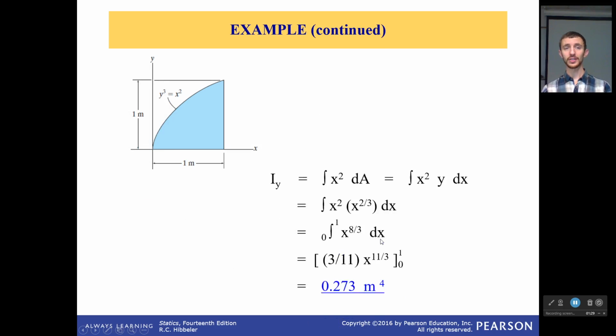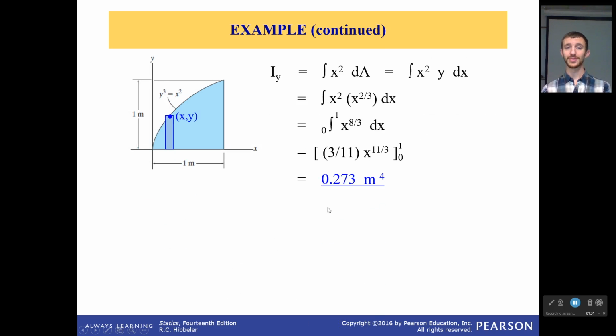Okay. Now how about around the y-axis? Going around the y-axis, it's a vertical axis, so I want a vertical element. It's going to have a width of dx. What's its height going to be? Its height is going to be equal to the height of this line. So x squared dA, well, the height is going to be y, which I don't have a term for yet, so x squared y dx. Y dx is the term dA.